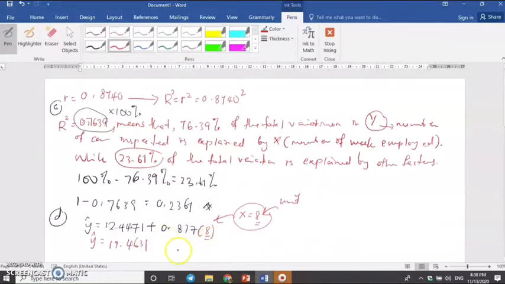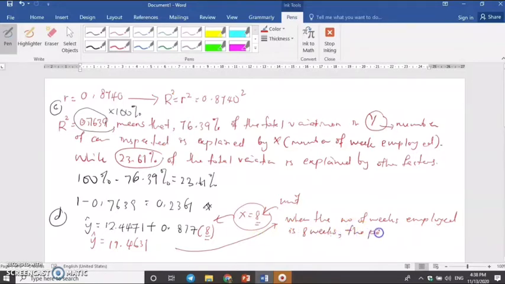So bila you dah calculate, you akan dapat nilai 19.4631. So at the end of this, you can also comment on that one. So that means you akan cakap when the number of week employed is 8 weeks.